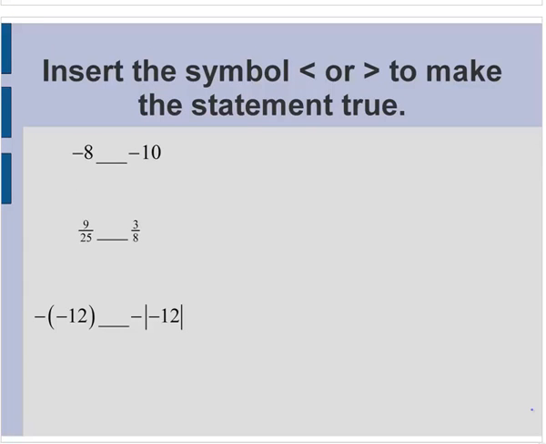Here we are asked to insert the symbol less than or greater than to make the statement true. We wish to compare negative 8 and negative 10. Well, if we consider our number line, with here's 0, there's negative 8, there's negative 10. Negative 8 is to the right of negative 10 on the number line, so therefore negative 8 is greater than negative 10.